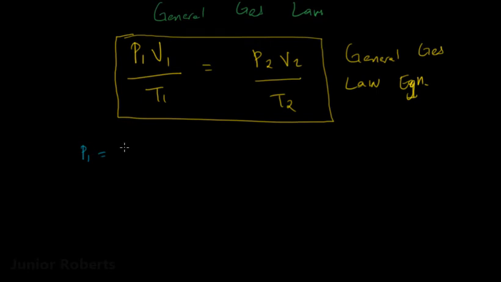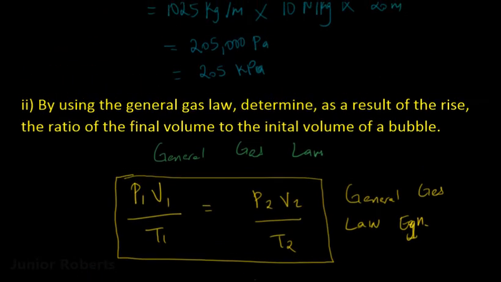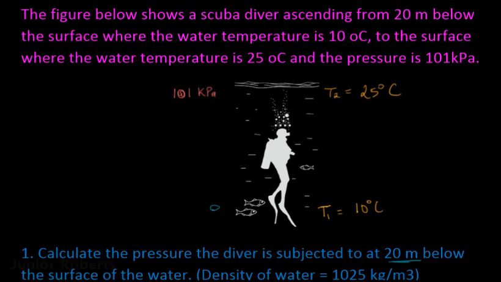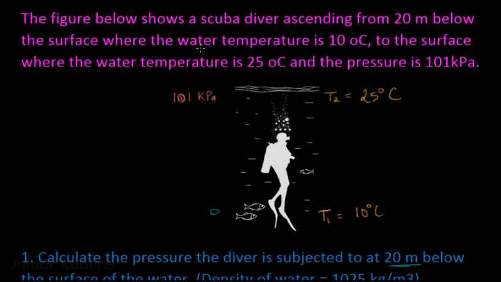So our pressure P1 would be 205 kilopascals, right? And V1 is unknown. And also we can write the value for T1. So T1 would be the temperature at 20 meters below the surface, and that's 10 degrees Celsius.